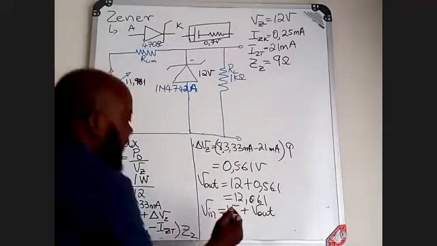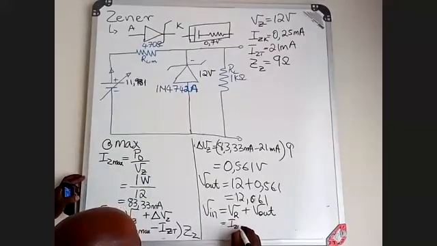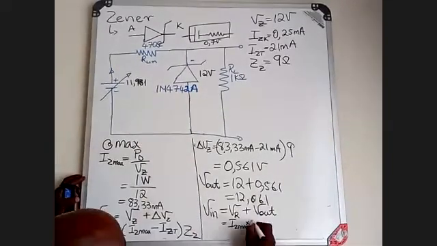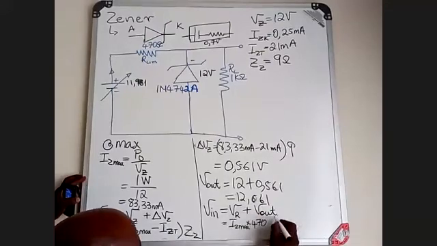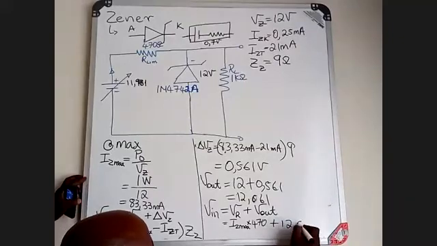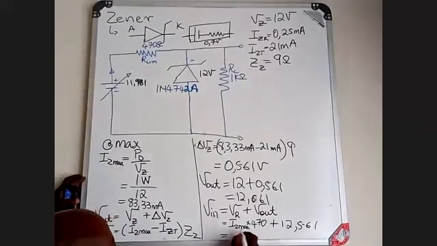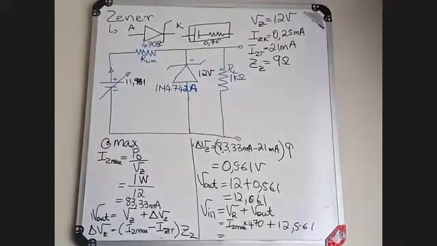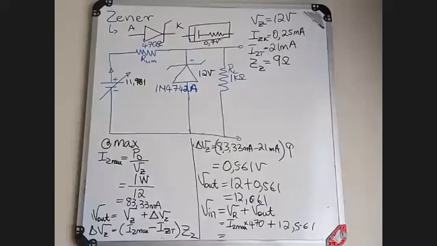Which means now here, it is going to be our IZ maximum multiplied by 470, then plus our V out, which is 12.561. Then what is your IZ max? Your IZ max we've already determined as 83.33 to the exponent minus 3, multiplied by 470.